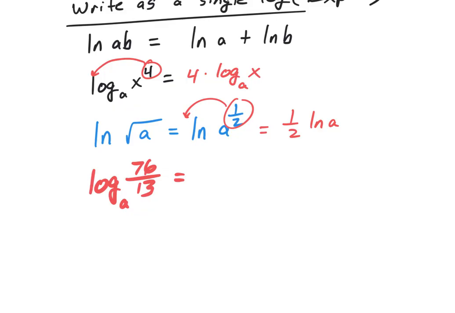Because we're dividing 76 by 13, I'm going to do the log of 76 base a minus the log of 13 base a. Okay, and we have a feeling we want to do more, right? Especially on this one because we have numbers. But we don't know what a is, so we can't do anything here. If I don't know what my base is, there's no way for us to simplify this. All we're doing today is just rewriting the expression.